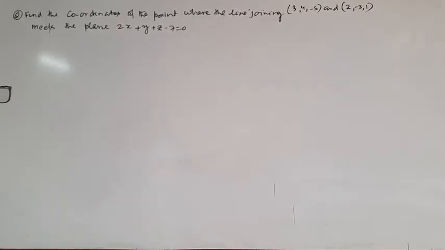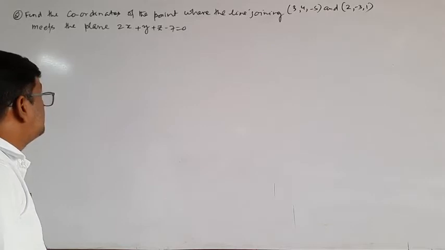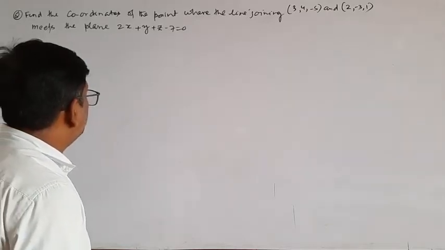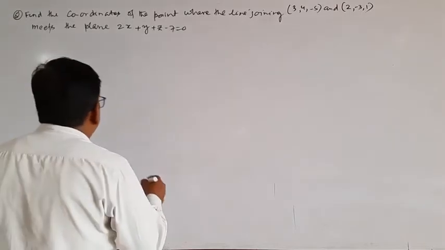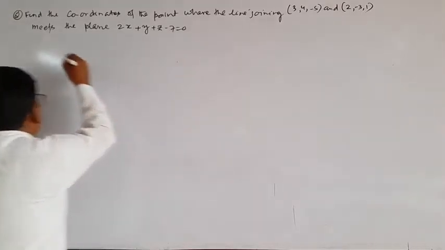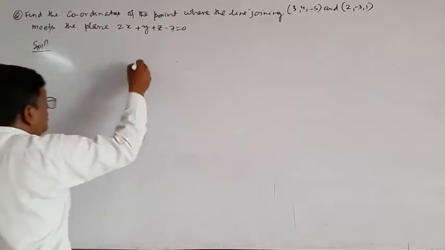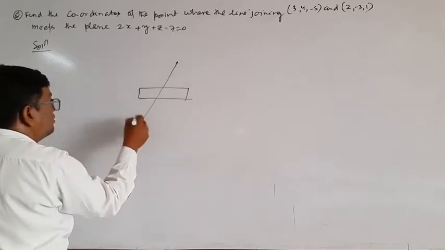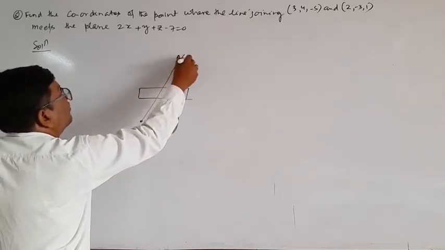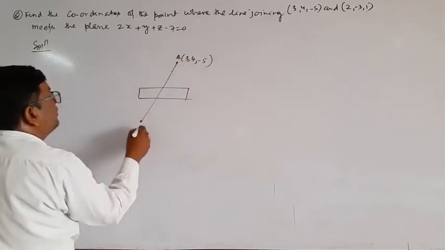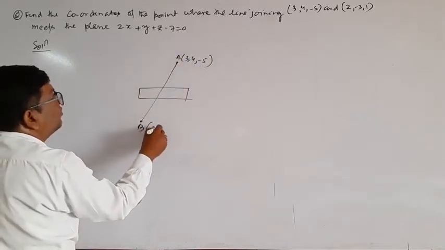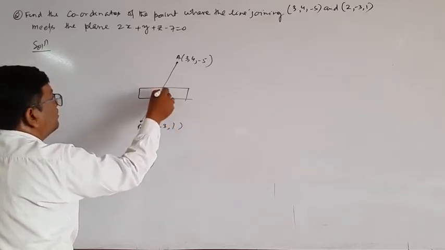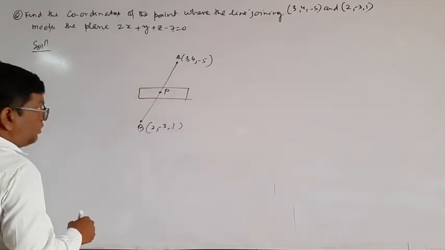Find the coordinates of the point where the line joining 3, 4, minus 5 and 2, minus 3, 1 meets the plane 2x plus y plus z minus 7 equal to 0. So this is the solution. Suppose this is the plane and the line is the line joining these two points. Suppose A is 3, 4, minus 5 and B is 2, minus 3, 1, and this is the point of intersection P.